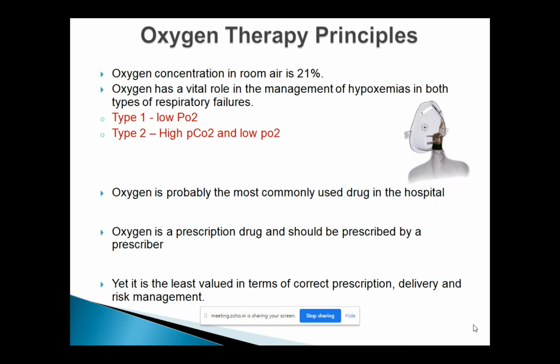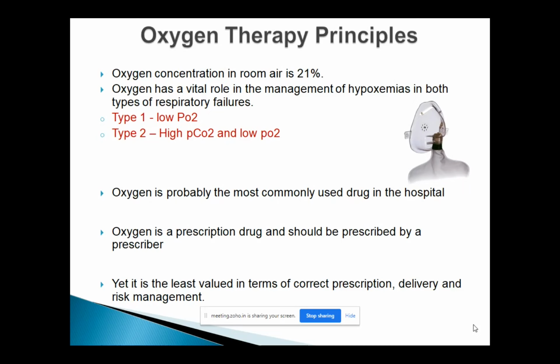Oxygen is probably the most commonly used drug in the hospital. I think we all agree that very clearly. Oxygen is a prescription drug. This is something I would like to stress on, because I don't think it's used as a prescription drug. So oxygen is a prescription drug and it should be prescribed by a prescriber who has got a clear understanding of oxygen therapy. But it is the least valued in terms of correct prescription, delivery, and risk management.